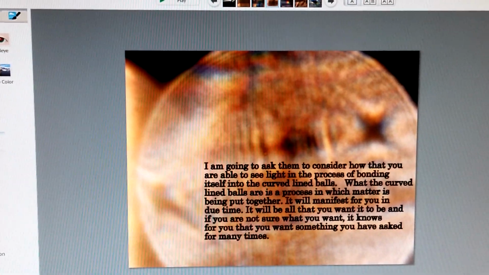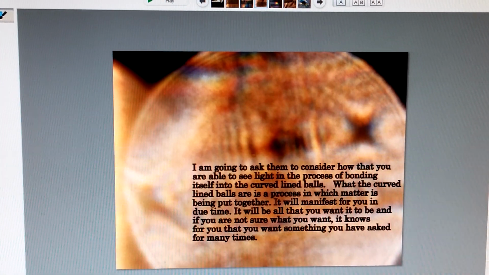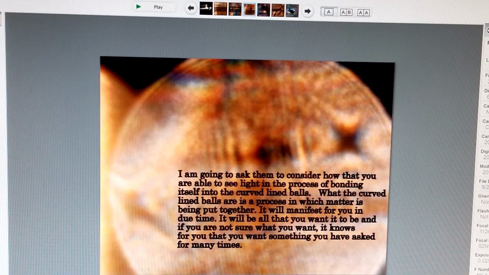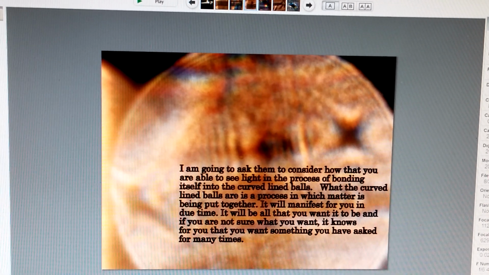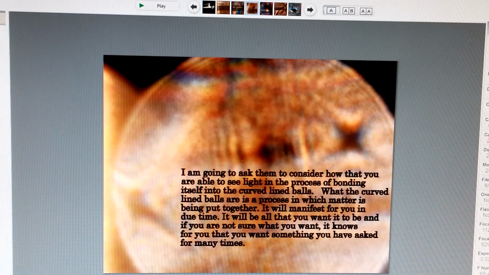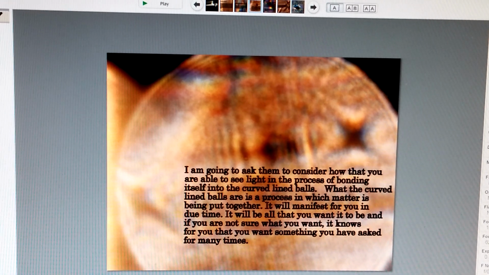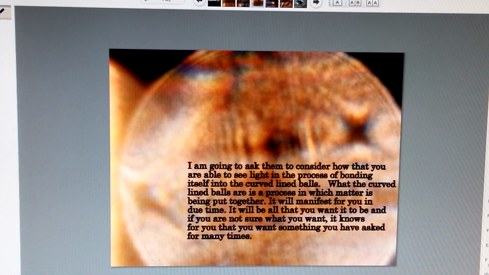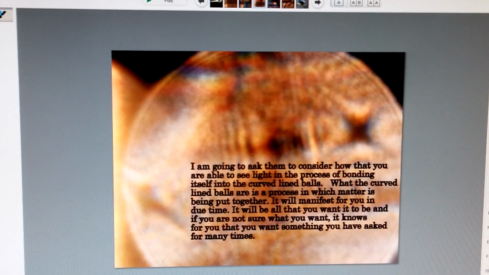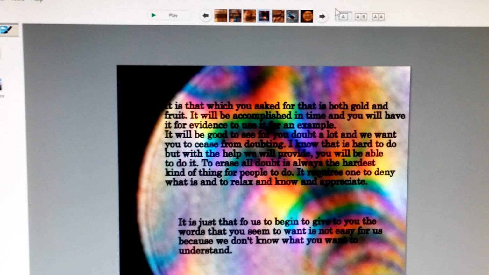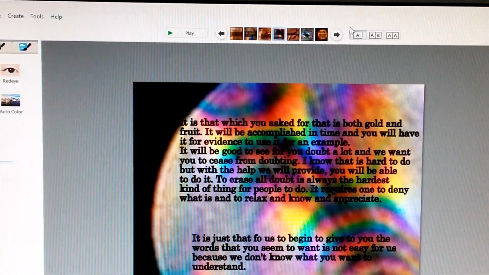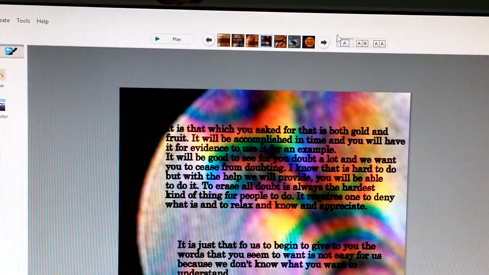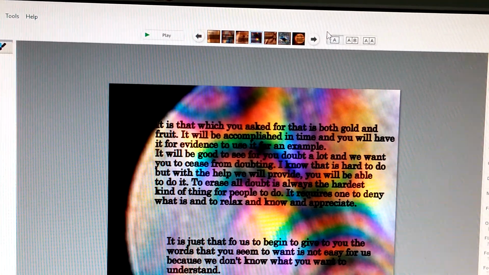I am going to ask them to consider how you are able to see light in the process of bonding itself into the curved line balls. What the curved line balls are is a process in which matter is being put together. It will manifest for you in due time. It will be all that you want it to be, and if you are not sure what you want, it knows for you that you want something you have asked for many times. It is that which you ask for that is both gold and silver and fruit. It will be accomplished in time, and you will have it for evidence to use as an example.